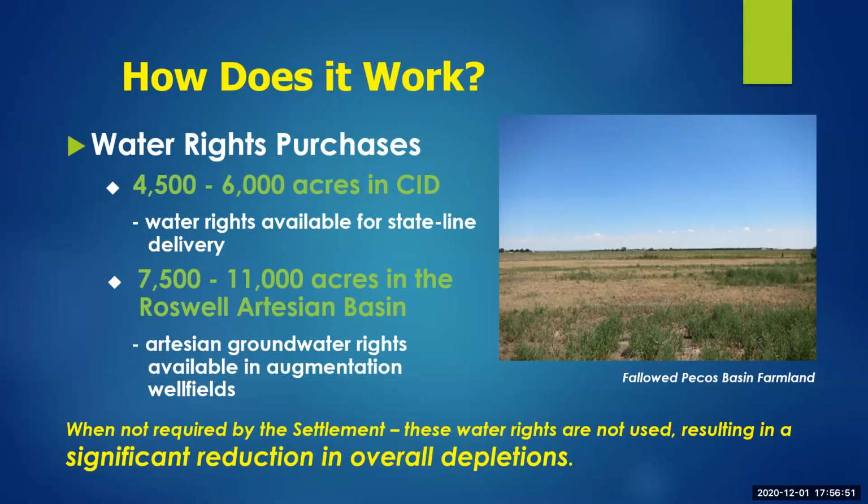And then those water rights, mostly by purchasing them, they then aren't used. So that reduces depletions, makes more water available for water users in those areas, and also increases flows to the state line. However, under certain conditions, the state-owned CID water rights are available for state line delivery. And then the Artesian groundwater rights purchased in the Roswell Basin were transferred to the augmentation well fields that you saw on that map earlier. I should say that the state also purchased some shallow groundwater rights and surface water rights, and those are basically just retired.